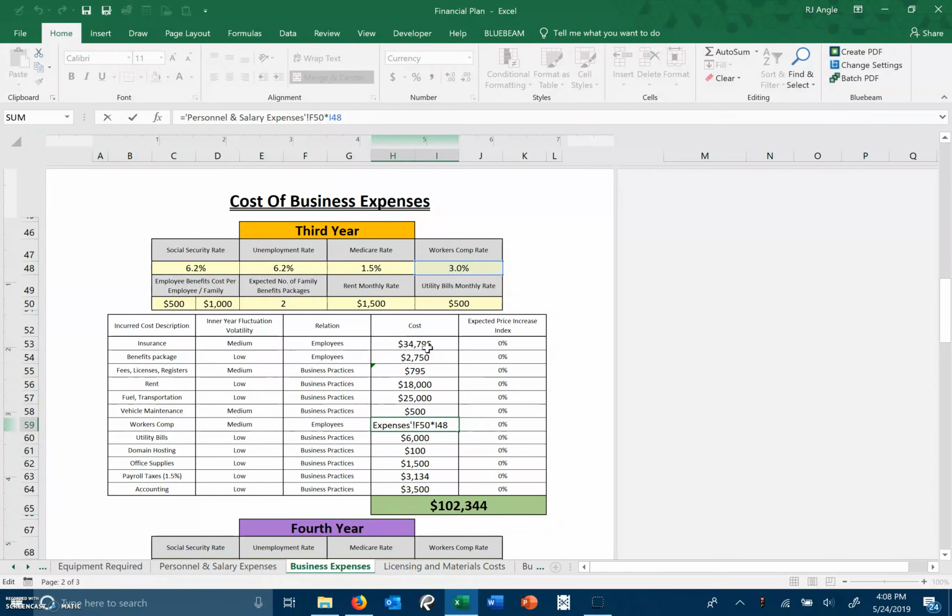That is the pain and reality of continuing to grow and do your business. My utility bills at $500 a month or $6,000 for the year. I am still paying for the domain hosting of my website of $100 a year.